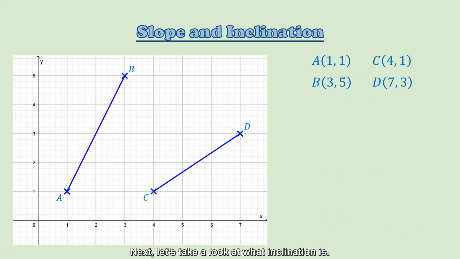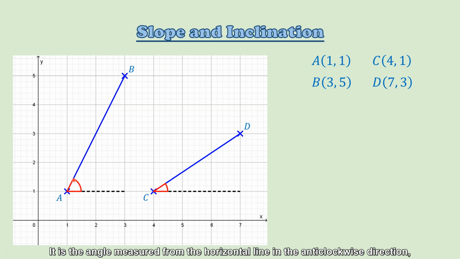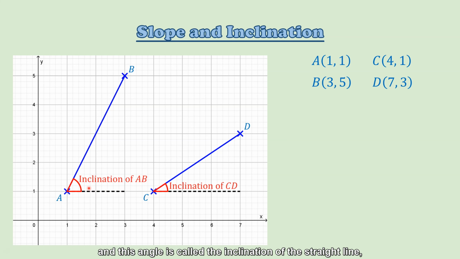Next, let's take a look at what inclination is. Let's take a look at these two straight lines again. Besides slope, to calculate how steep the straight line is, we can also consider angles like this. It is the angle measured from the horizontal line in the anti-clockwise direction. And this angle is called the inclination of the straight line. And this angle is the inclination of AB. This angle is the inclination of CD.